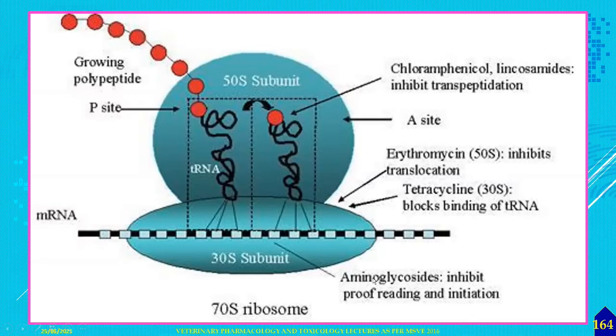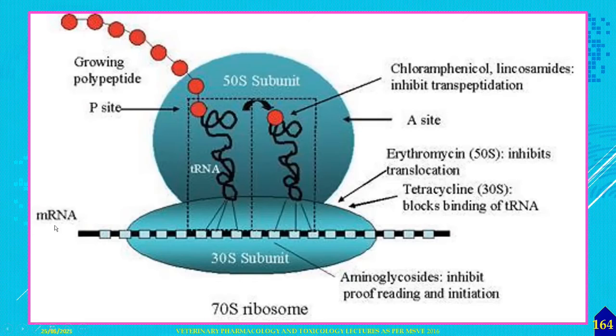Whereas the aminoglycosides are also going to bind with the 30S subunits, but the mechanism is a little bit different. They are going to inhibit the proofreading and initiation. In the simplest terminology, whenever the chain is formed, whether it is correct or not, it needs to be read by the tRNA, and this will be inhibited by the aminoglycosides. So we understand this particular process.